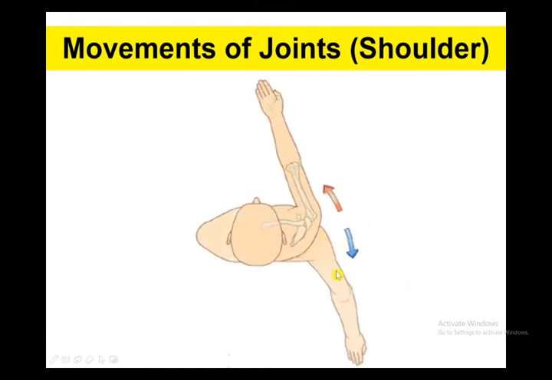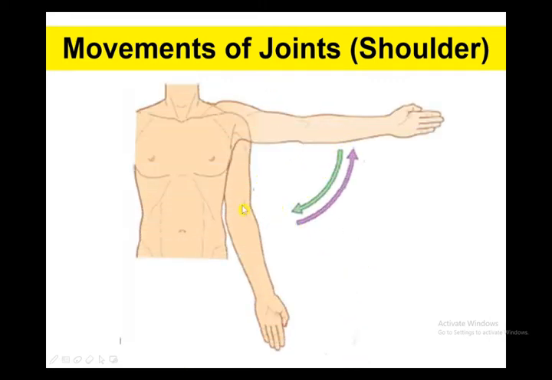Moving the arm forward and backward at the shoulder joint, we call this movement flexion anteriorly. In the middle, in the anatomical position, it will be the extension, and if you turn it backward, then it will be the hyperextension. Some writers may consider it as flexion and extension only.